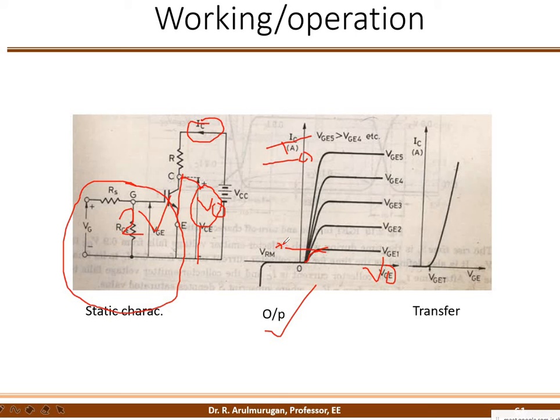The output current is maintained as constant, but the voltage keeps on rising. Okay, so this is the natural output characteristics of the IGBT.